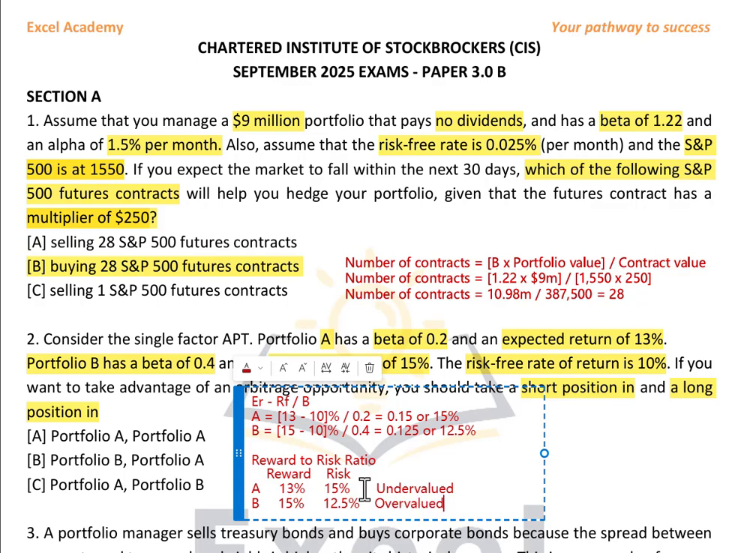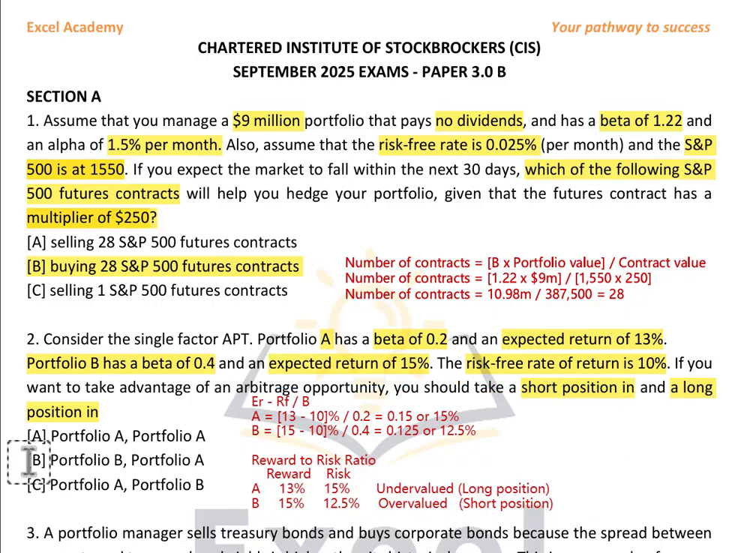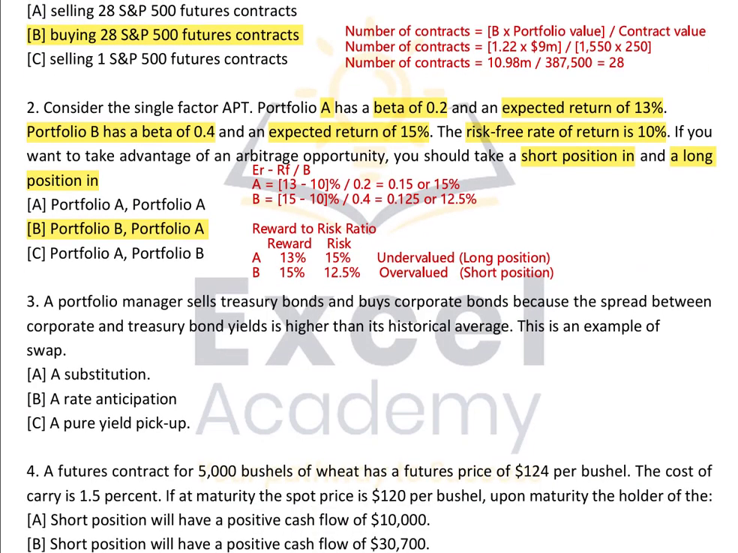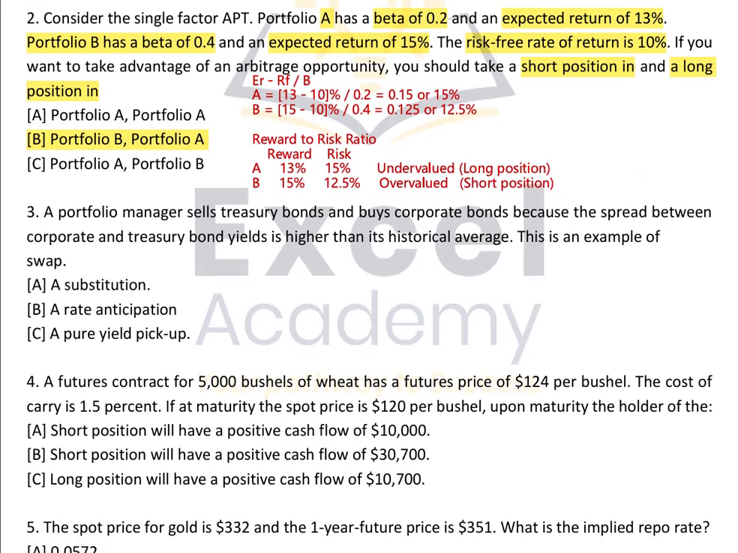The one that is undervalued would be the long position. We all know what long means: it means that we should buy. Then short means that we should sell. So this is the short position. In this case, we are to short B and long A. So the answer to that is option B, a short position in portfolio B and a long position in portfolio A. So let's proceed.